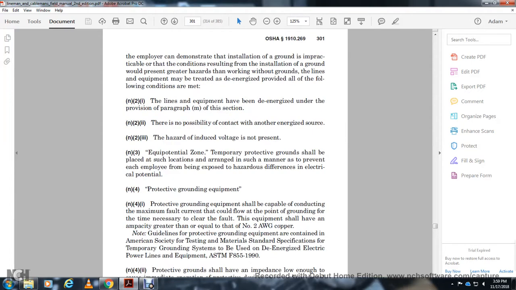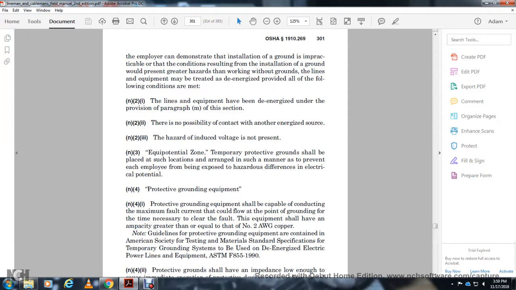However, if the employer can demonstrate that the installation of the ground is impractical, or that the conditions resulting from the installation of the ground would present a greater hazard than working without the ground, the lines and equipment may be treated as de-energized, provided that all the following conditions are met. The lines and equipment have been de-energized under paragraph M of this section. There is no possibility of contact with another energized source.